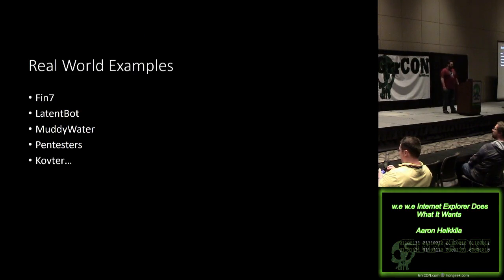So in the real world, a lot of people have been seen using MSHTA or HTA documents as an exploit. FIN7 is a financially motivated threat group. They've been seen utilizing it. Latent Bot is a really sneaky malware. It's been around for a while. Not a lot of people know what's up with that, but it's been seen using MSHTA. MuddyWater is an Iranian group, and they use it. And then pen testers love it. If you went to Dave Kennedy's keynote talk, he mentioned how he uses MSHTA in his Unicorn framework. He's got the ability to generate random HTA documents and lures. And then there's Kovter.